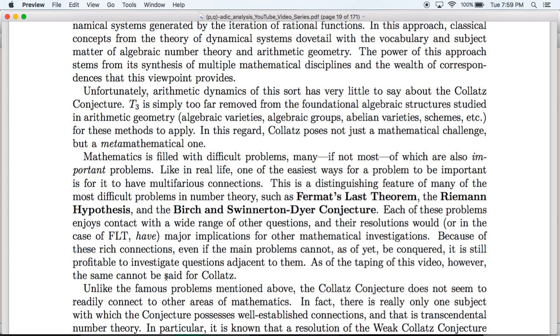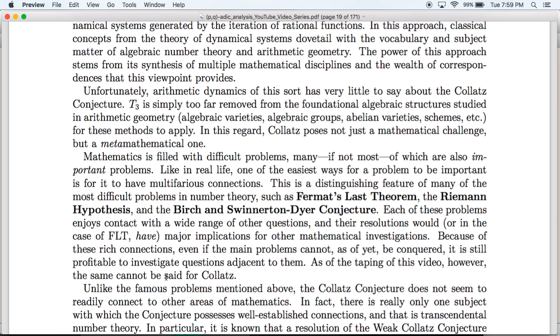Algebraic geometry is often such a site for such fruitful investigations because it combines number theory when you're investigating solutions of polynomials and Diophantine equations, but it also involves algebra because we're considering the ideals generated by polynomials. And so the more subjects that can have a say in a problem, the more approachable it is. Unfortunately, with Collatz, there is really only one subject where the conjecture possesses a clear, uncontestable connection, and that's transcendental number theory.